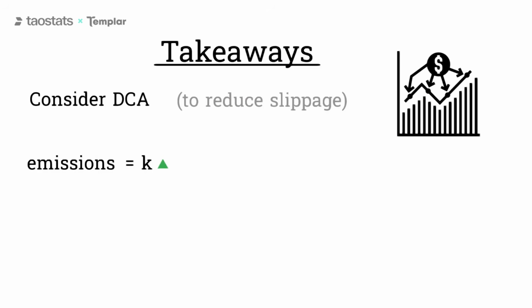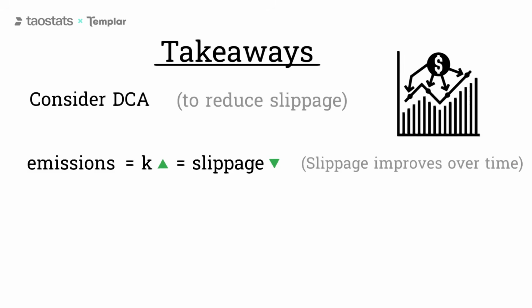Over time, the amount of total liquidity, or K, in every pool slowly increases via emissions. So slippage on older subnets will be lower than on newer subnets, meaning that older subnets will be cheaper as far as slippage goes to transact with.